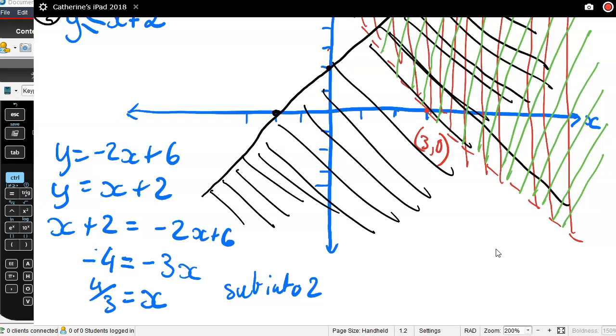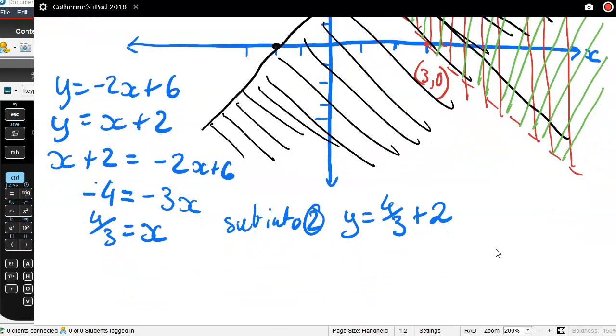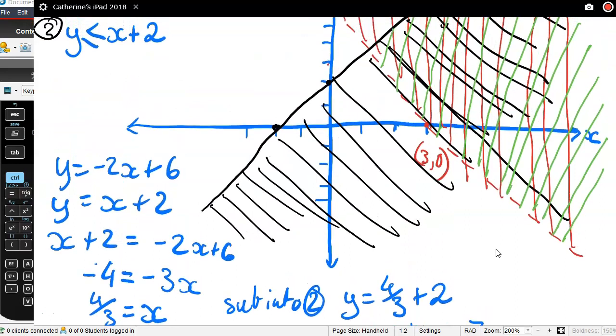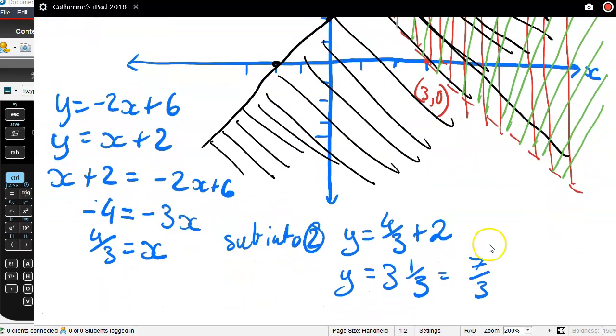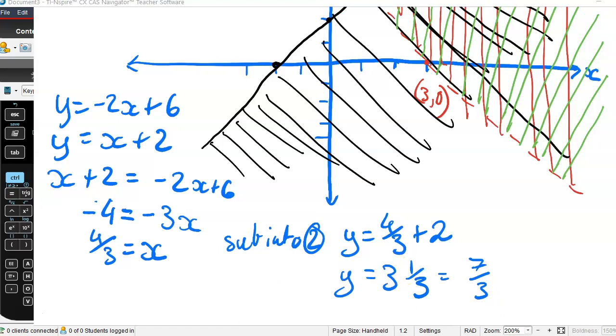Then I get y is equal to 4 on 3 plus 2. So that's 1 and 1/3 plus 2, so 3 1/3, or obviously 10/3. Let's have a look to see if I'm right. I hope I'm right.